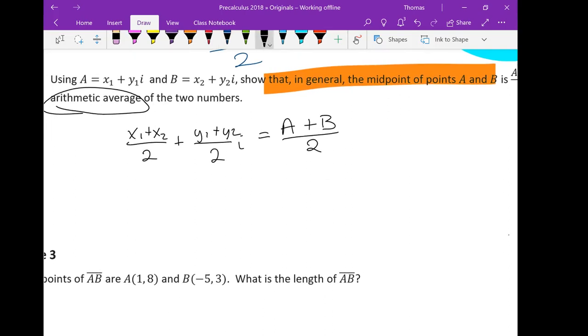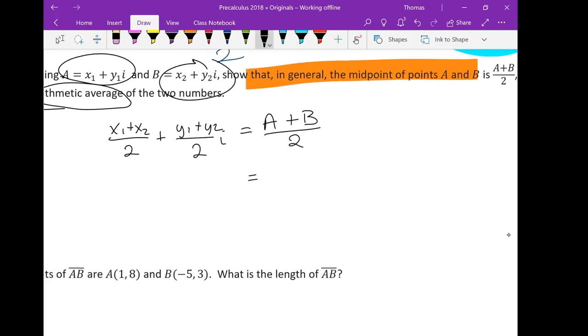So what we did in class is we plugged in our general numbers a and b here, which would give us (x1 + y1 i) + (x2 + y2 i) all over 2. And then we notice we're starting to look a little bit more like the left side. We want to make the left and right sides look the same.